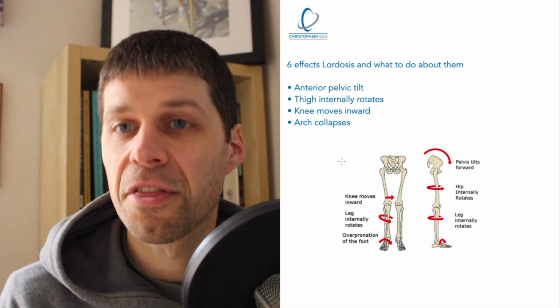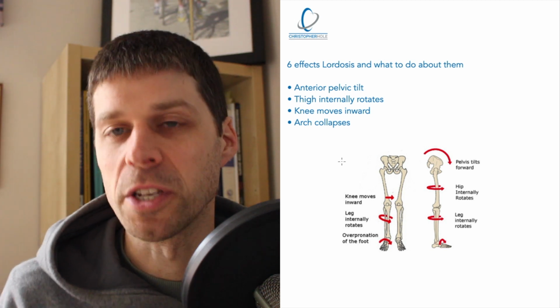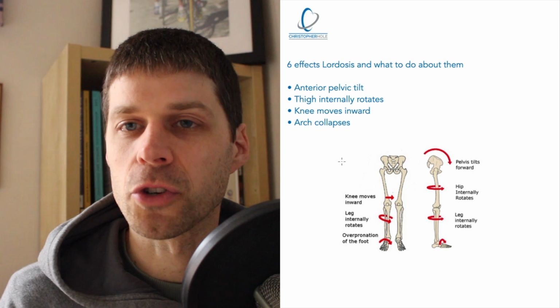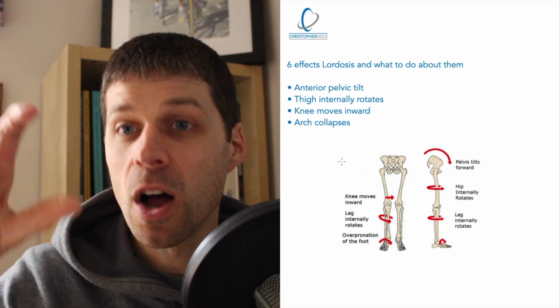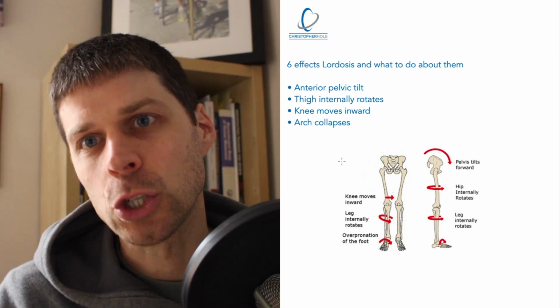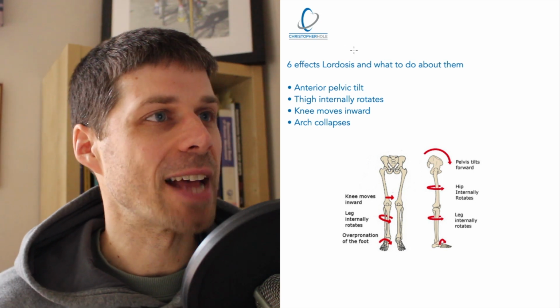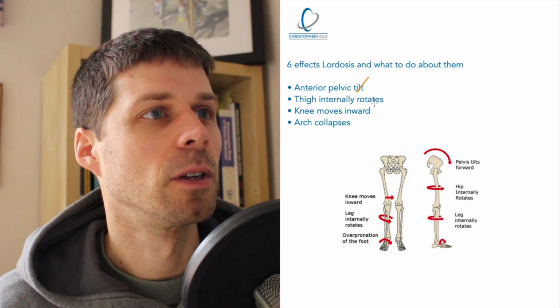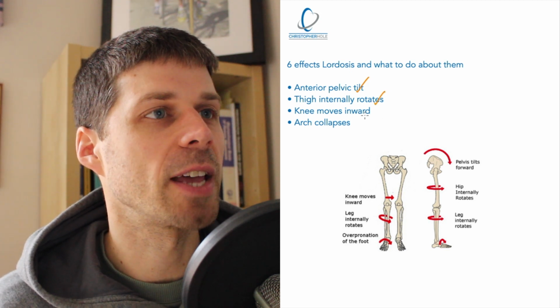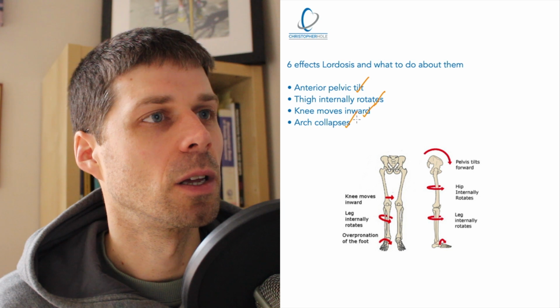What are 6 other effects of lordosis and what can we do about them? You can see the first 4 on the screen now, but we're going to cover these 4, another 2, some anatomy, and then 2 primary stretches at the end. The first 4, as you may have already read: anterior pelvic tilt, thigh internally rotates, knees move inwards, arch collapse.